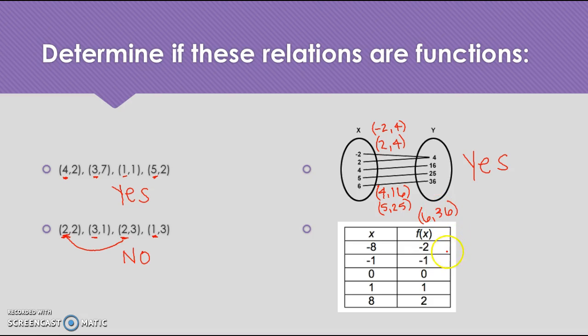Alright, and the last one we have this table. So remember your table, each row is an ordered pair. So I'm just looking to see if I have repeating x's. So I have -8, -1, 0, 1, 8. No repeating x's, so this is a function.